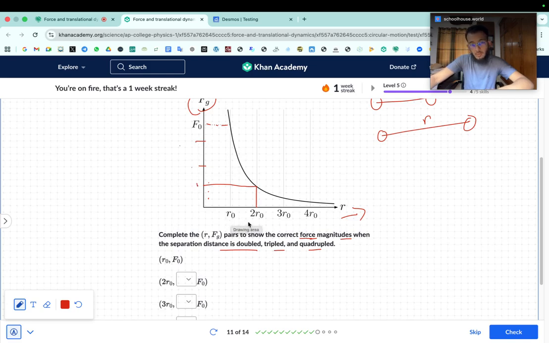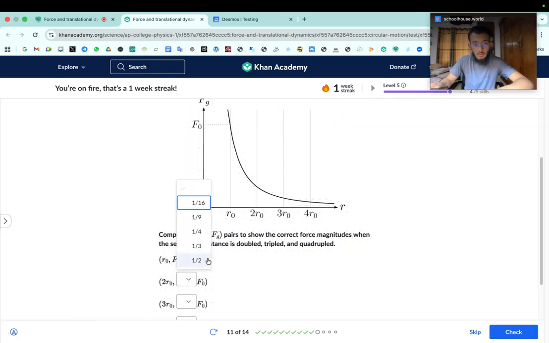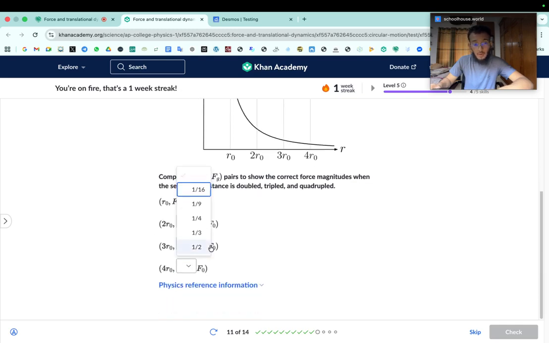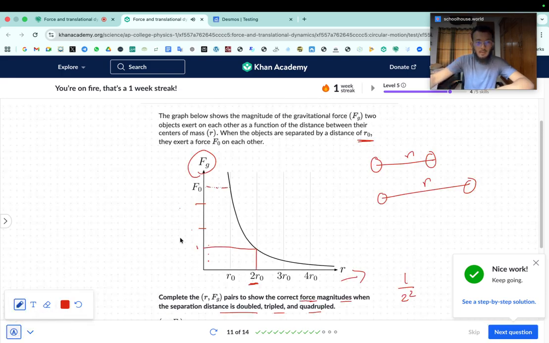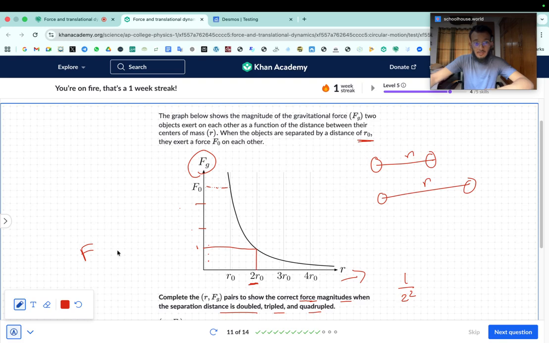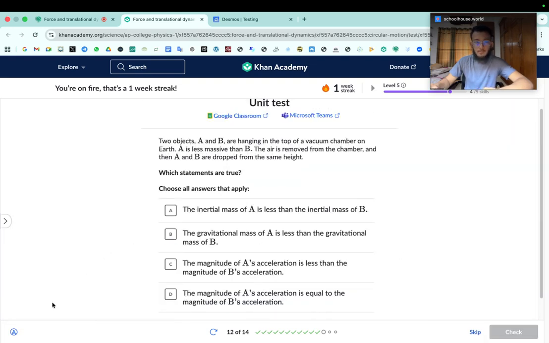What happens when you double it? It gets reduced by a factor of 2 squared, which is 4. So at 2r you have 1 by 4. For 3r it would be 1 third squared, 1 by 9. For 4r it would be 1/16th, because the gravitational force is inversely proportional to the square of the separation distance. This is the reason.